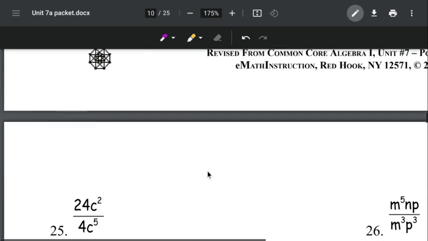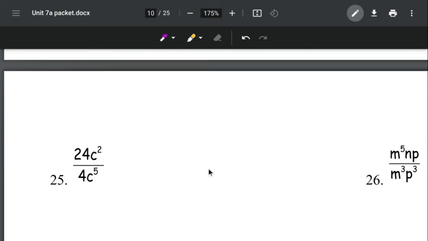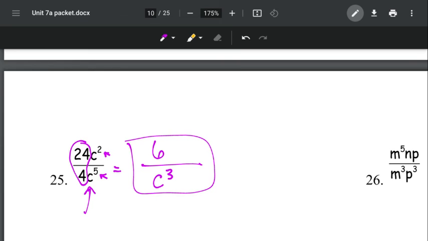Do we have any more? Okay. 25. Divide. So we have a 6. I'm going to put that on top because 24 is bigger. And now we're going to subtract our c's. C to the 5 and c to the 2. So you get 3. I'm going to put this down here on the bottom because the 5 is bigger than the 2. And that's your answer.